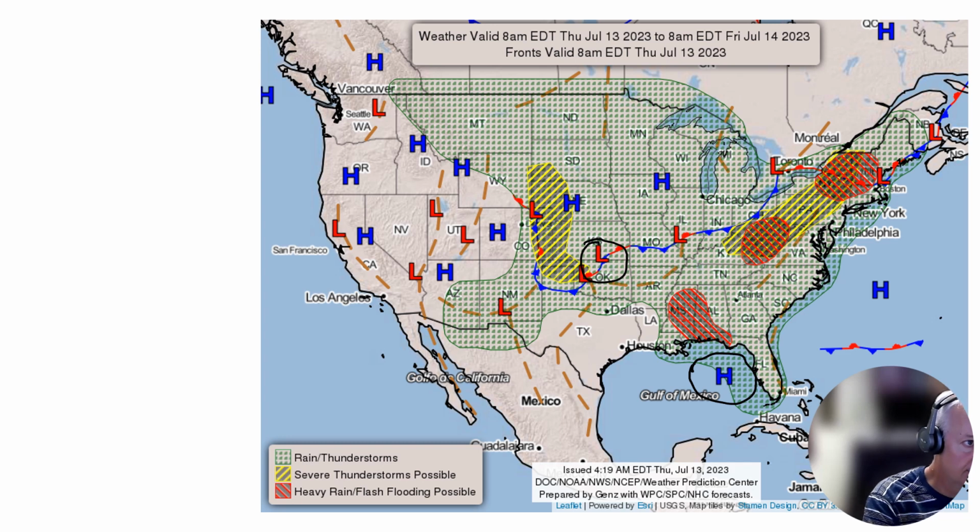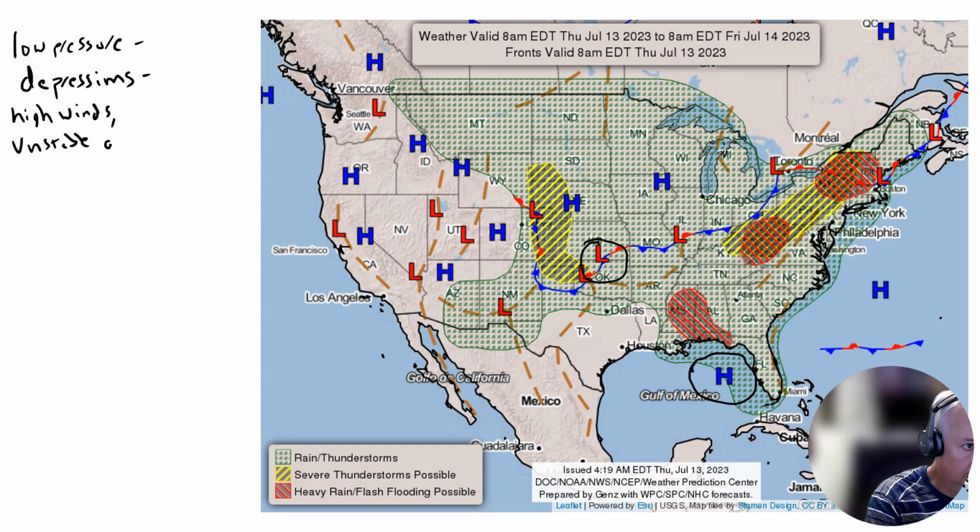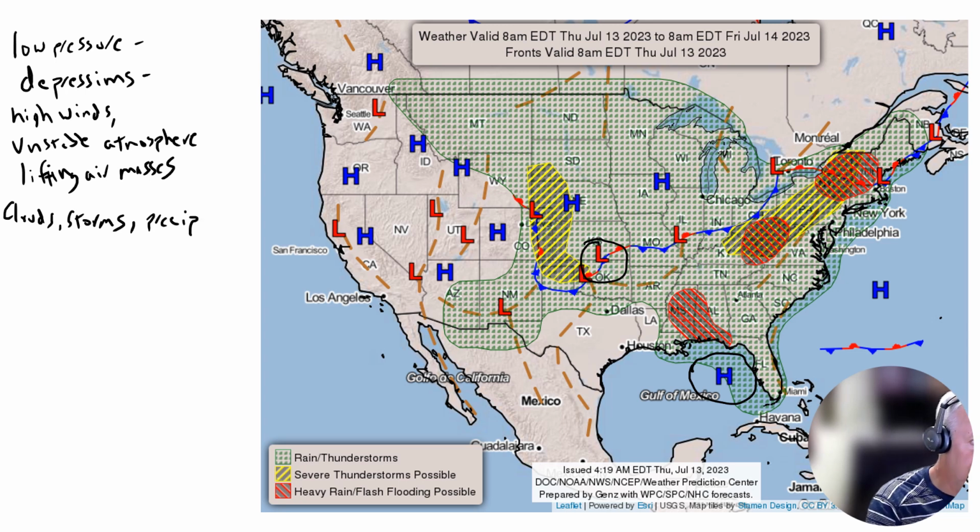Low pressure systems are also called depressions, and are often associated with high winds, unstable atmosphere, lifting, so lifting of those air masses. And so these are often associated with clouds, storms, precipitation, and other turbulent weather.